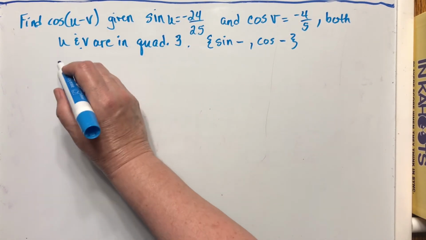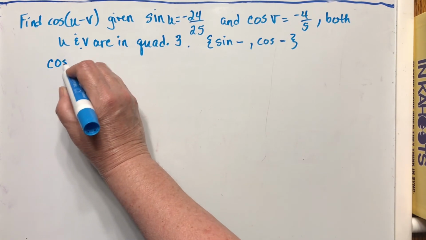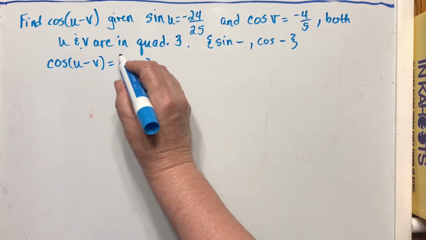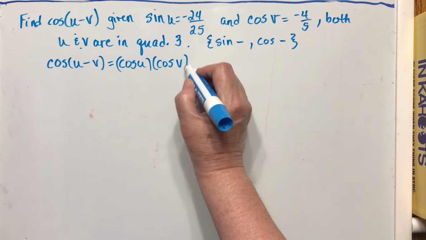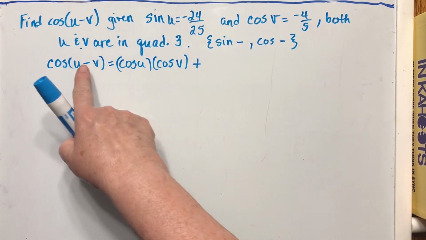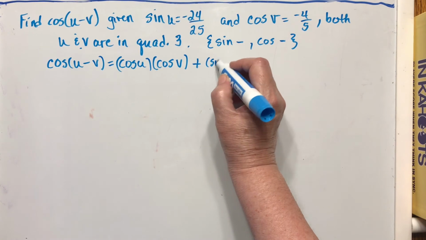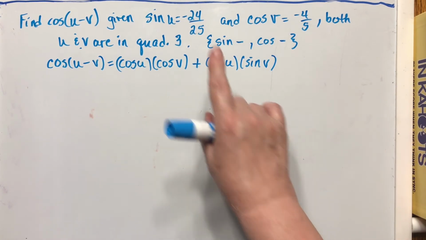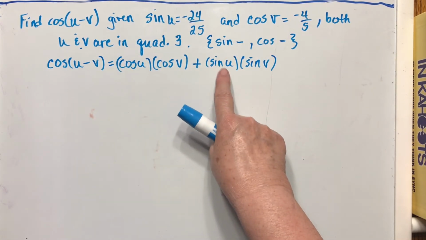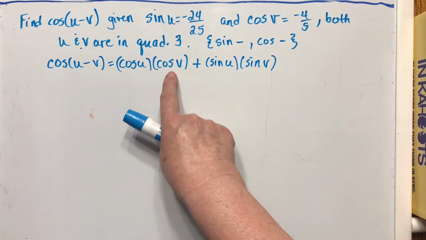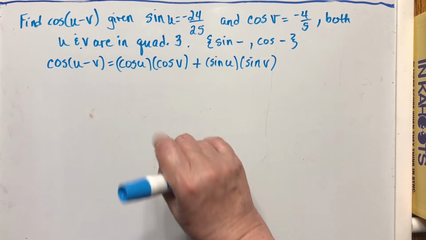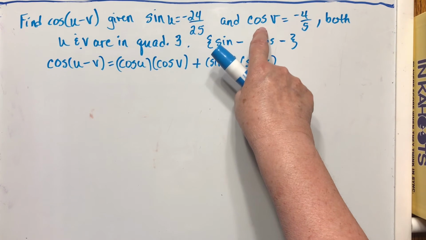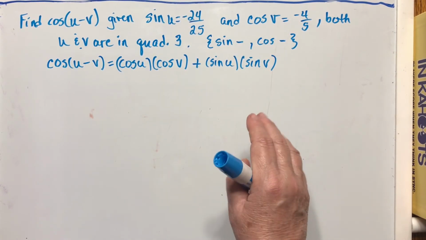All right, so again, the formula for the cosine of u minus v. I like to write it out so that we can substitute our values in. That is the cosine of u times the cosine of v plus, with the cosine formulas, these signs are always opposite, the sine of u times the sine of v. So again, we're given two bits of information. We're given the sine of u, and we're given the cosine of v. So again, we still need the two missing bits of information, namely the cosine of u and the sine of v. So we're going to draw triangles for both u and v.